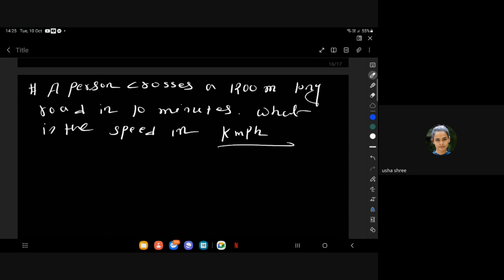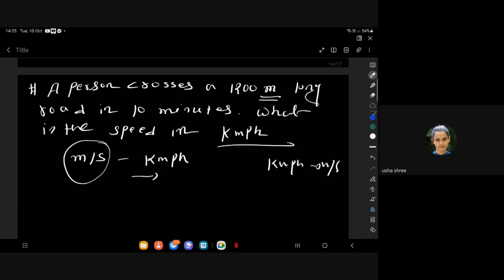1200 by 600. 10 minutes means 600 seconds. You know two concepts. One is meters per second to kilometer per hour. Another is kilometer per hour to meter per second. So here you have to convert it to kilometer per hour. Meter is there, then minute is there, so you can convert minute into second. 1 minute means 60 seconds, so 10 minutes means 600 seconds.